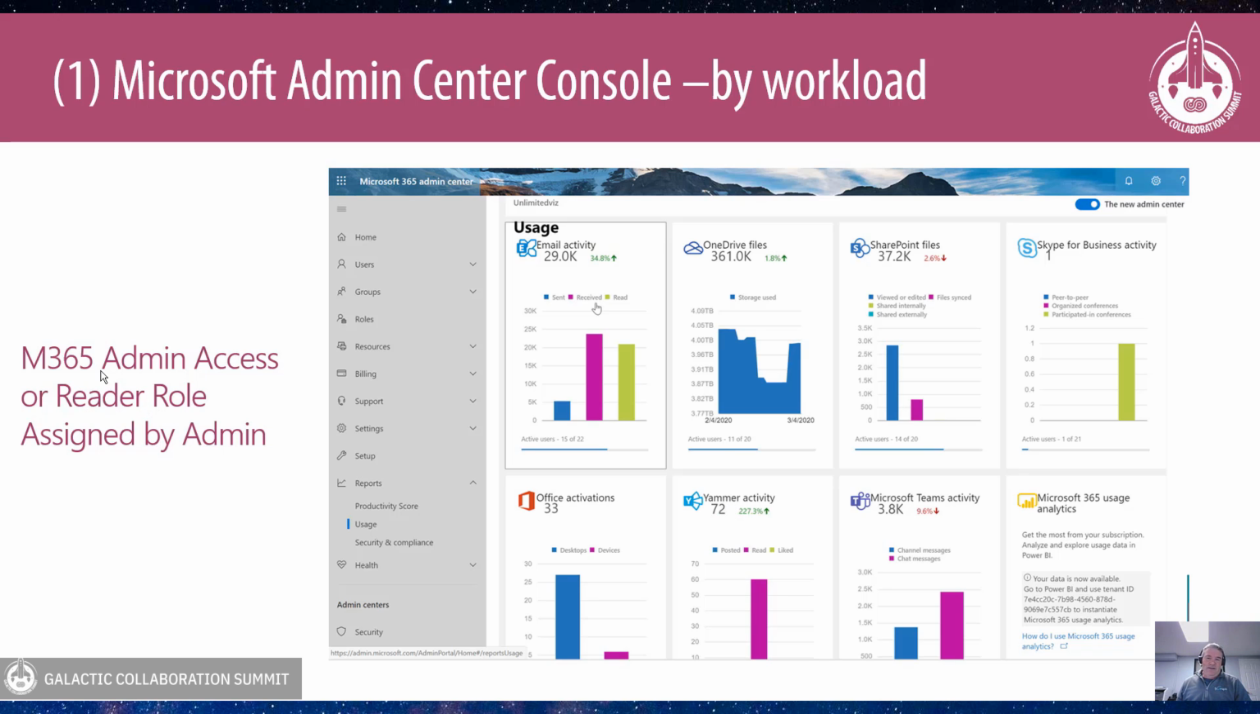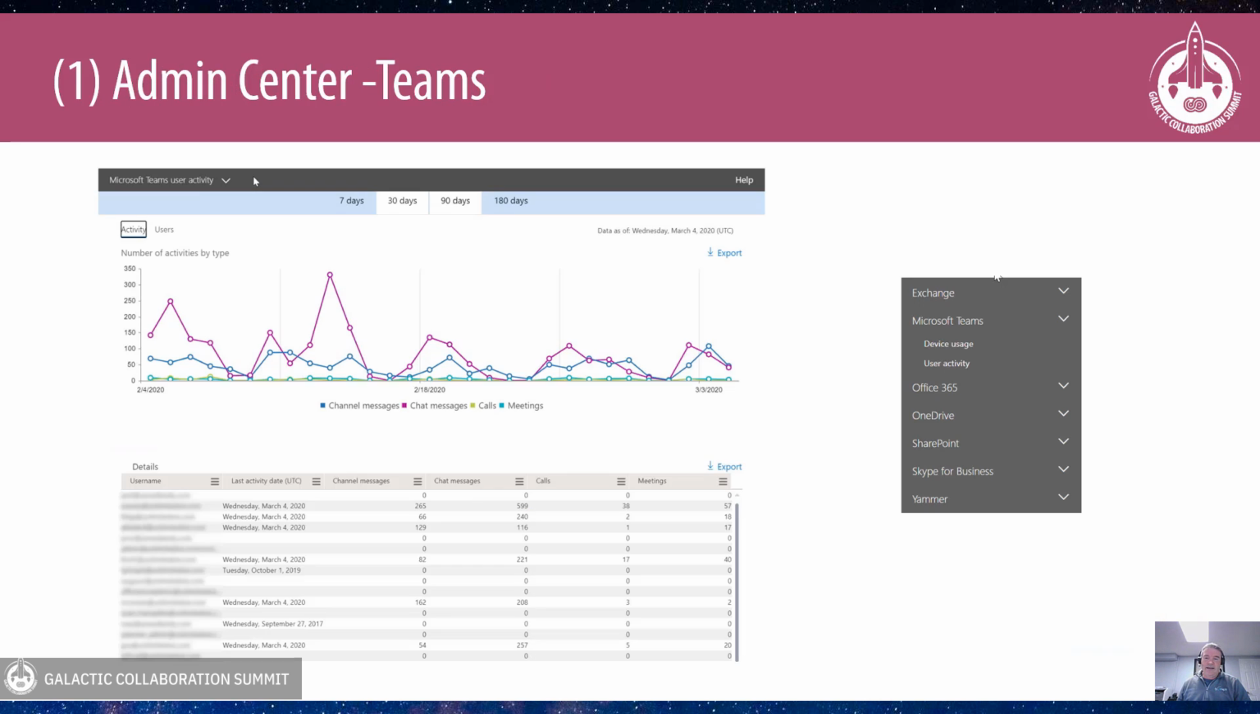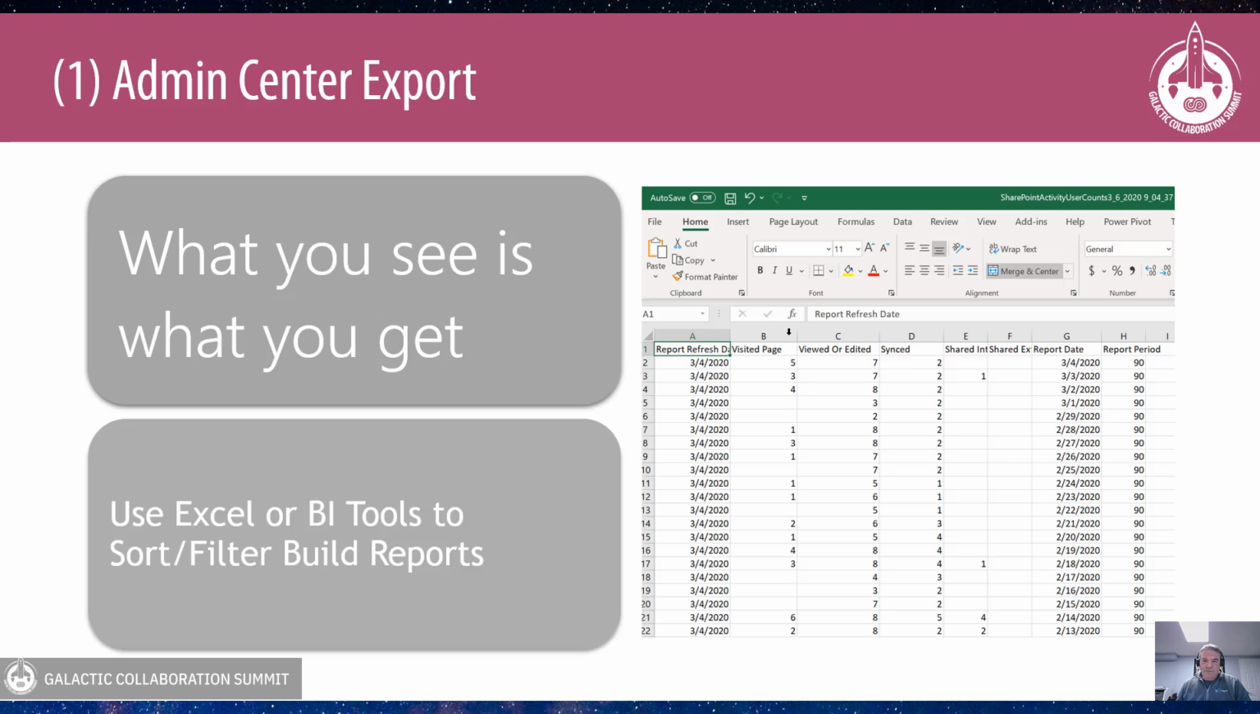From an access perspective, you either have to be an administrator or you have to have the reader role assigned to you. If I were to drill down specifically on Teams, I would be able to look at my data by 7, 30-day, 90-day slices, or of course 180 days. And then I would also have this grid view with regard to the number of channel messages, number of calls, meetings, etc. So giving me some very good telemetry data on what's going on specifically around Teams, and I can look at other workloads as well.